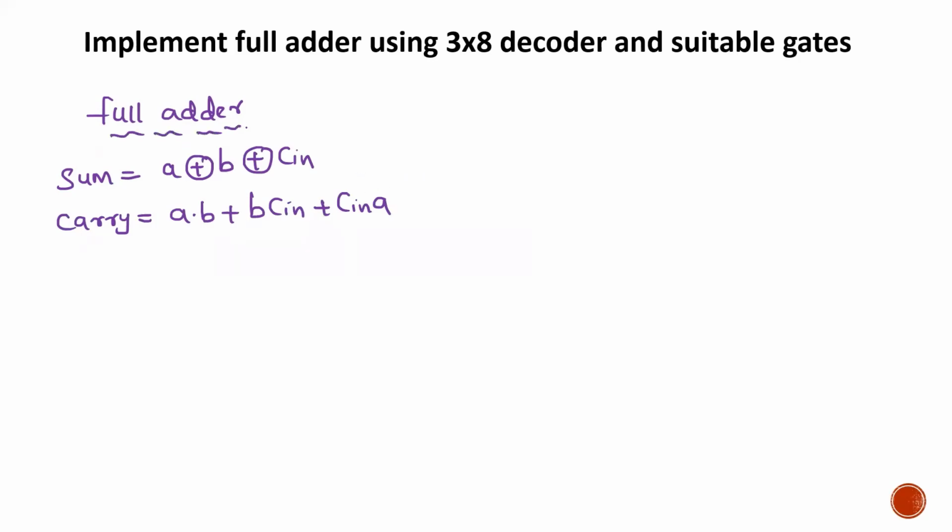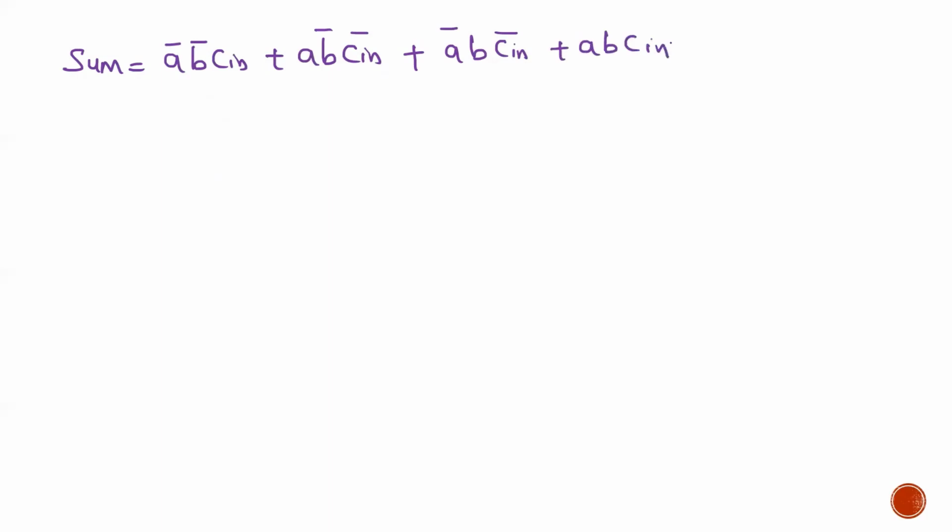We can do this one in two methods. Either directly we can write the truth table and we can take minterms, or else by using these Boolean expressions also we can do it. So the first step is we need to elaborate sum. So here sum can be written as A bar B bar C in, A B bar C in, A bar B C in bar plus A B C in.